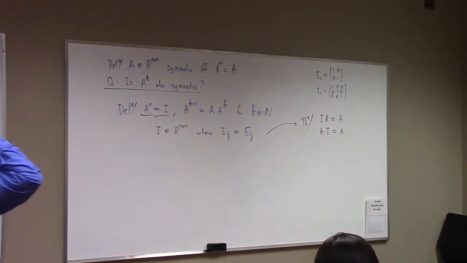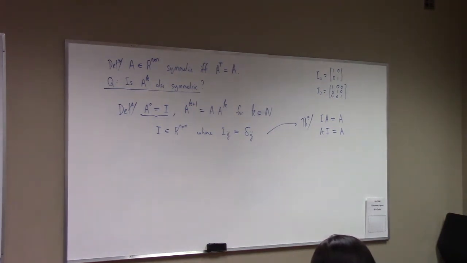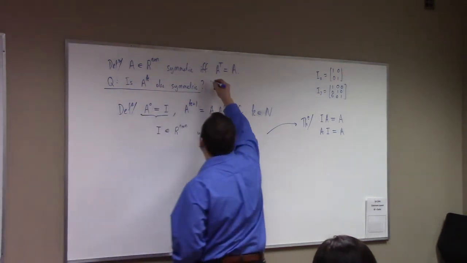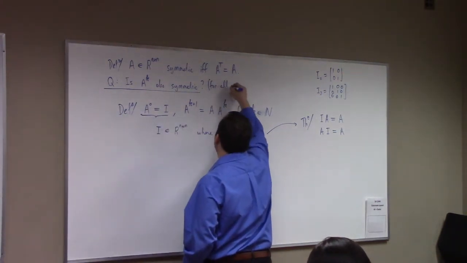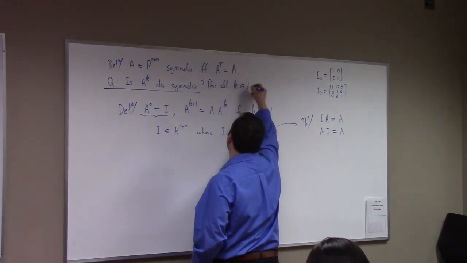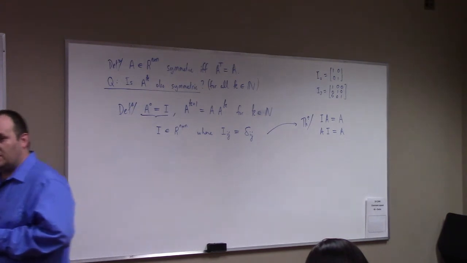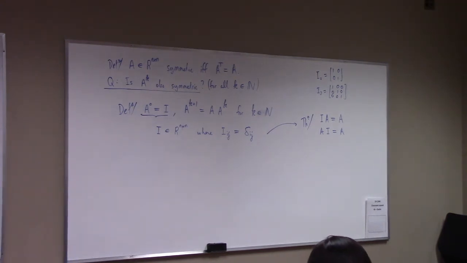So let me get back to my question. Is A to the k symmetric? So how would we prove that A to the k is symmetric for all k in the natural numbers? What proof technique would you use to show this? Induction. Very good. So let's do that.